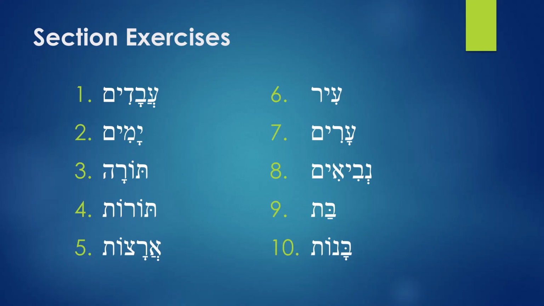Word number 8, you have the word nevi'im. Nevi'im is a masculine plural noun. It comes from the word navi, which means prophet. So nevi'im is prophets.